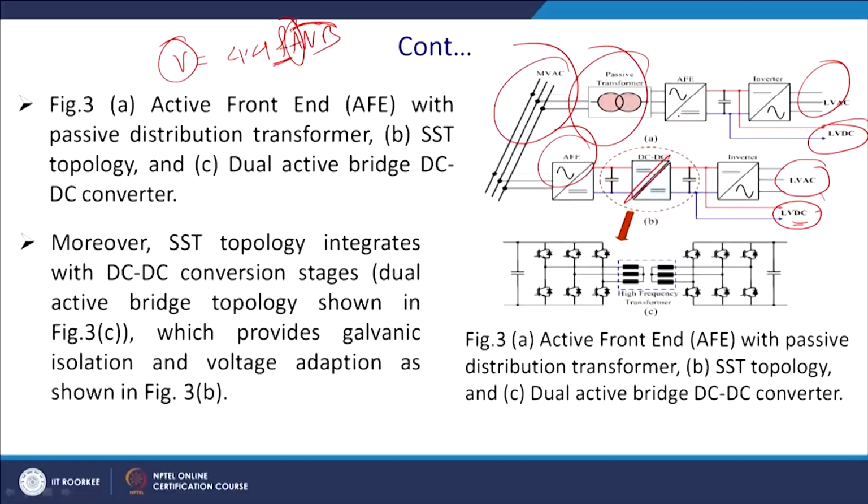So, we can say that the first one is the active rectifier, which we sometimes call the active front end, with the passive distribution transformer. This is class A, and B is the SST topology with the in-between high frequency DC link and the dual active bridge DC to DC converter. We have to have a dual active bridge, because if you are handling bulk power, then resetting the flux is an issue.